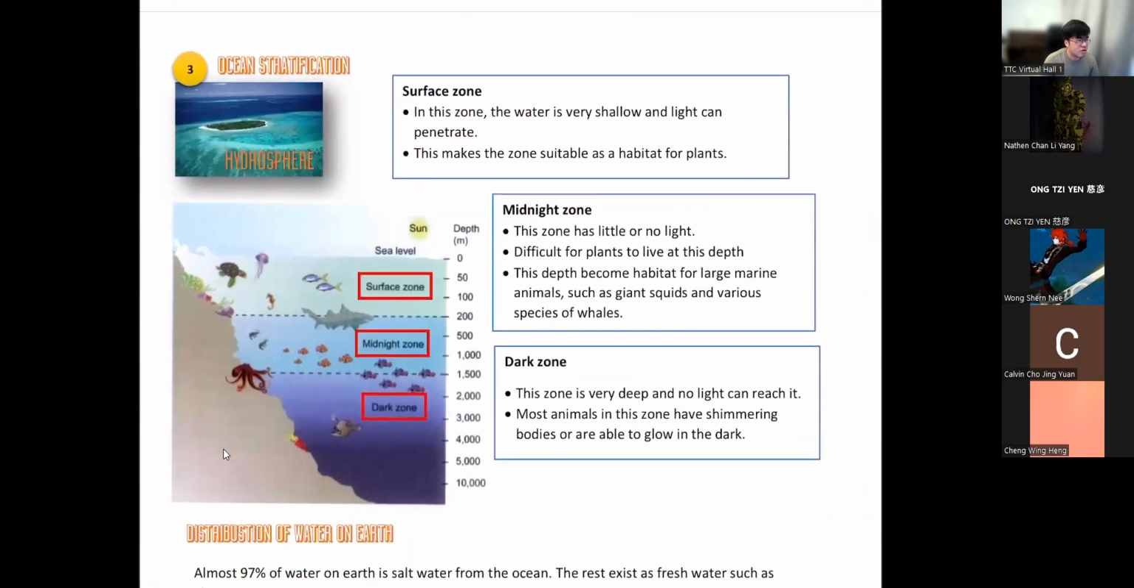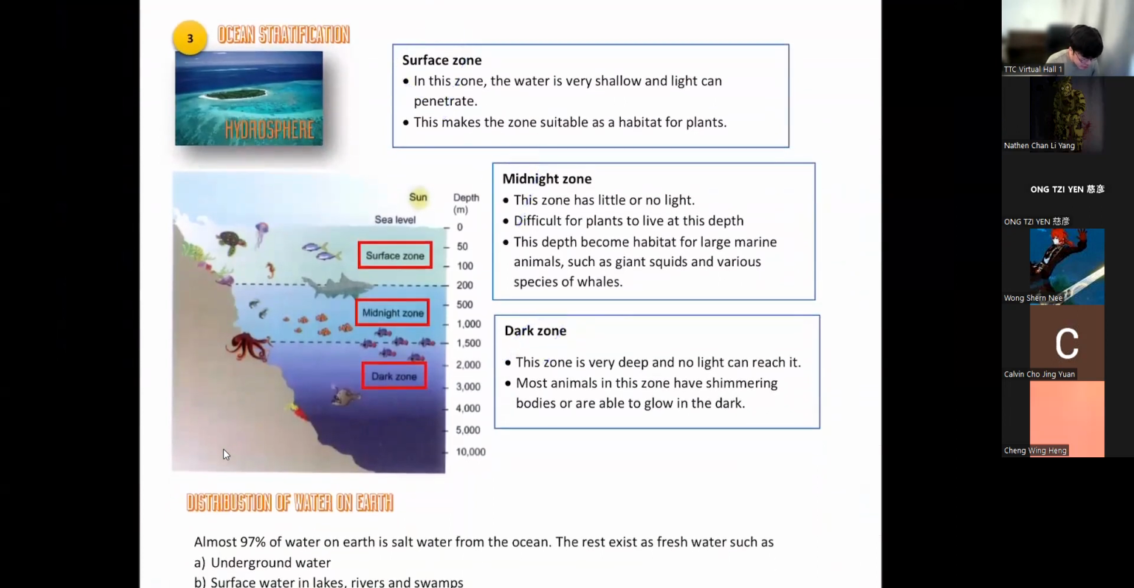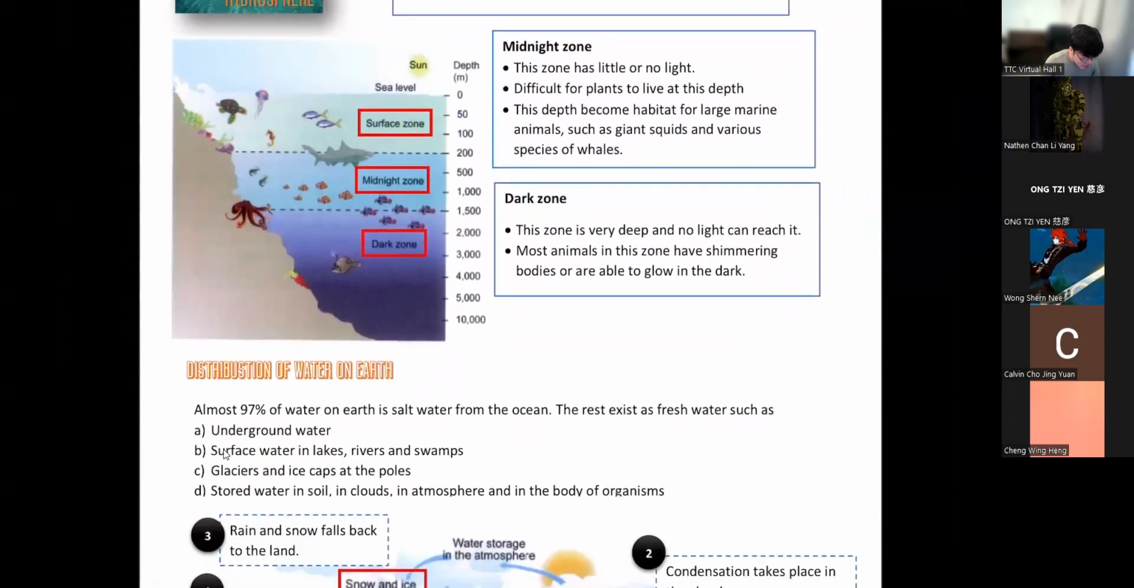Anyway, next is your ocean. You have your surface zone, midnight zone, and dark zone. Surface zone is where 90% of your living things are. Midnight zone, not many things here because there's no light. Dark zone, there's almost close to zero, nothing here.